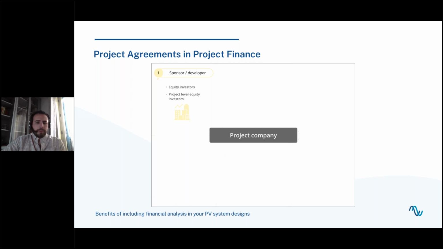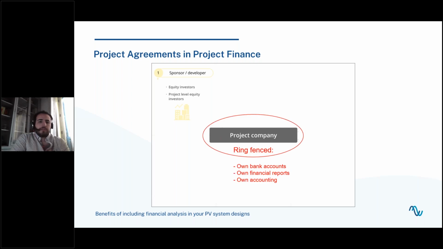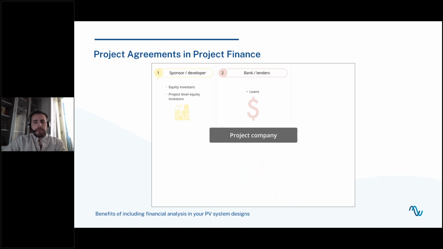So this SPV will be ring-fenced. What does ring-fenced mean? Ring-fenced means that this company will have its own board of directors, own bank accounts, own financial reports, accounting, and so on. Okay, and if something goes wrong with the project company, it will not affect the sponsor or the developer. The SPV will raise debt from the banks and equity from the developer, from the sponsor. So we will receive money from both. Usually, this proportion is around 70 or 80% debt, a loan, and the rest is equity.